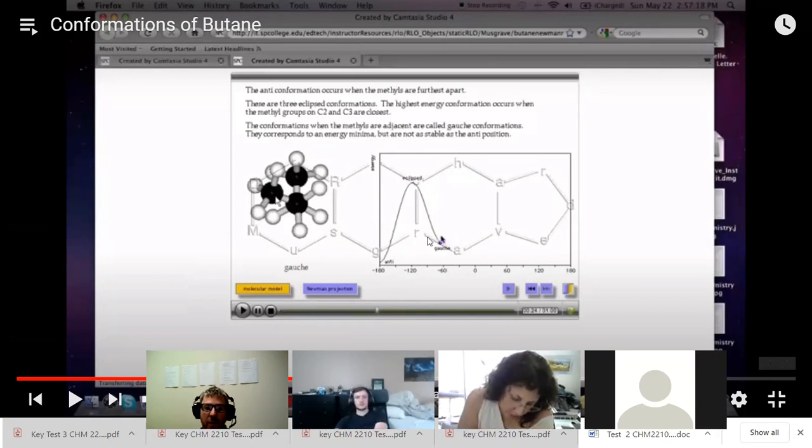And you can see that gauche is this situation here where the methyl groups are closer together, as opposed to anti, where they were opposite. And gauche is not as high as eclipsed, but it's low, but it's higher than anti. Anybody have any questions about that?